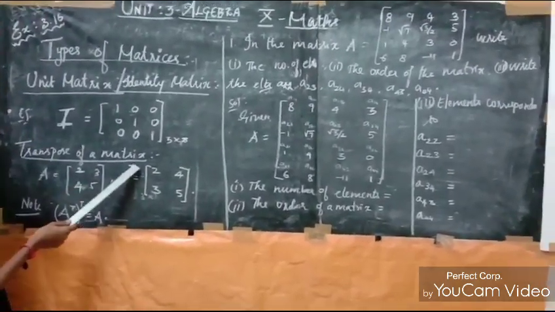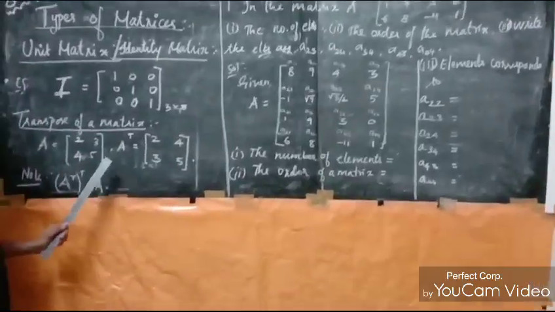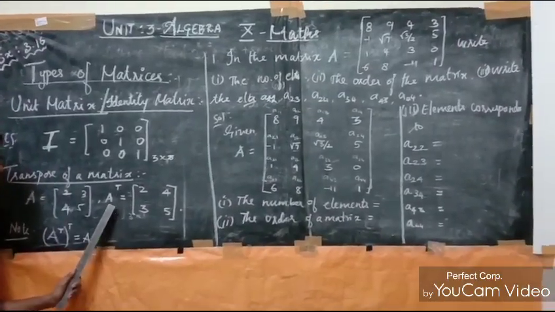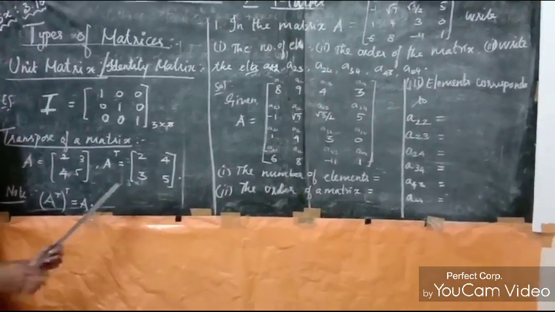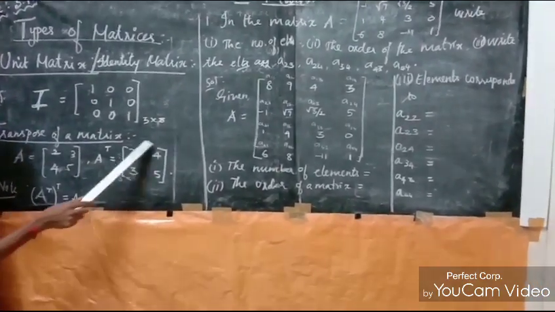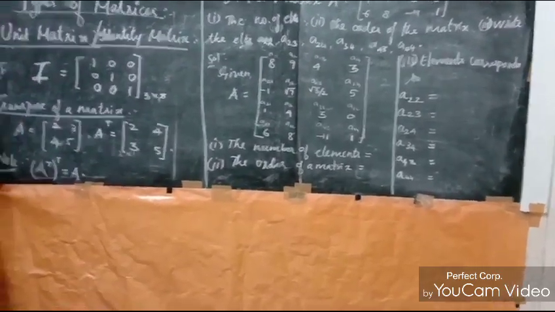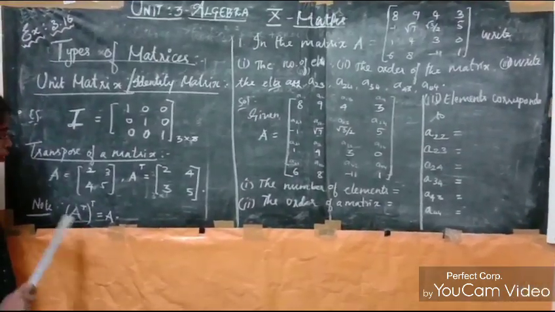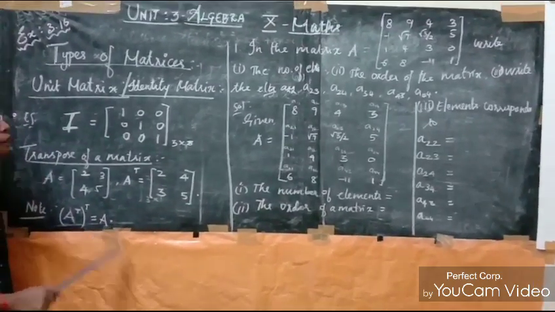Next, transpose of a matrix. Transpose of a matrix is obtained by interchanging the rows and columns. Transpose of A is denoted by A transpose, which is equal to 2, 4, 3, 5. See how rows and columns are interchanged. Note: A transpose whole transpose is equal to A.